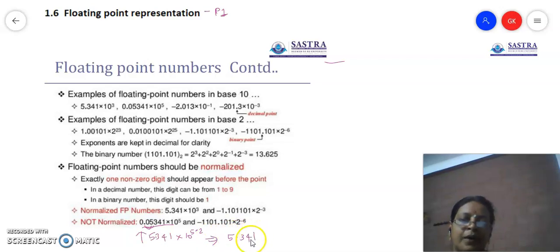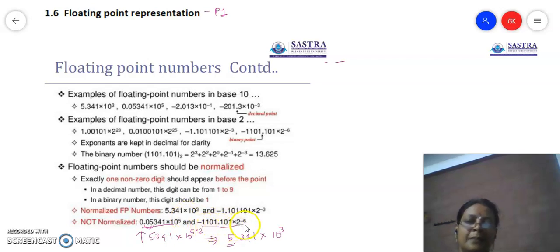5.341. So the point in this position has been moved in such a way that to the left of this point we expect one non-zero digit. If there is only one non-zero digit to the left of this point, then this number is said to be normalized. Since we have changed the number from this form to this form, we are adjusting that by appropriately adjusting the exponent. So now earlier it was 10 power 5, now it becomes 10 power 5 minus 2, so it is going to be 10 power 3. So the value is going to be the same. Now we have normalized this number: 5.341 into 10 power 3. This is going to be the normalized representation.